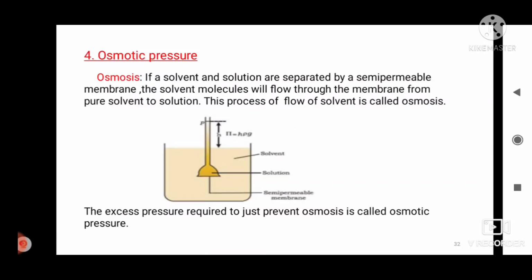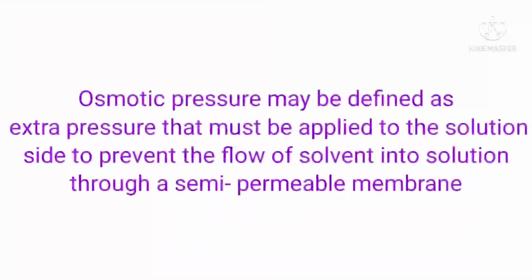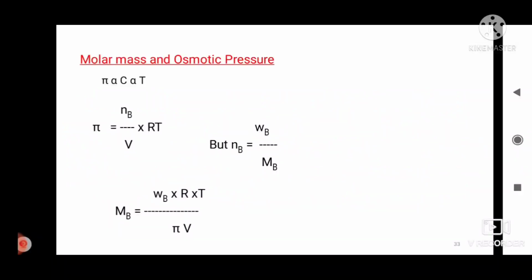Therefore, the osmotic pressure has been found to depend on the concentration of the solution. In definition, osmotic pressure is the extra pressure that must be applied to the solution side to prevent the flow of solvent into the solution through a semi-permeable membrane. Osmotic pressure is a colligative property as it depends on the number of solute molecules and not on their identity.